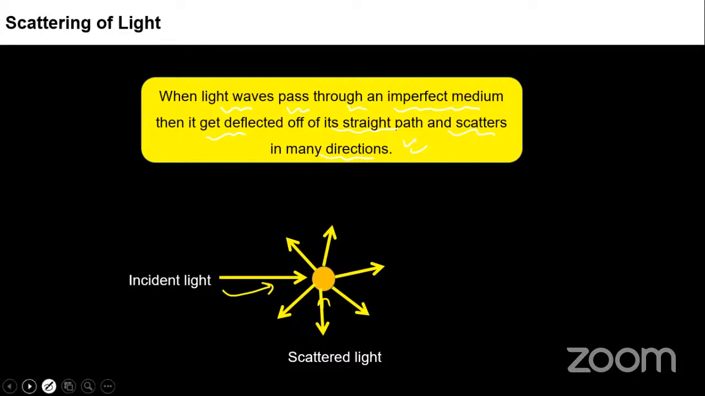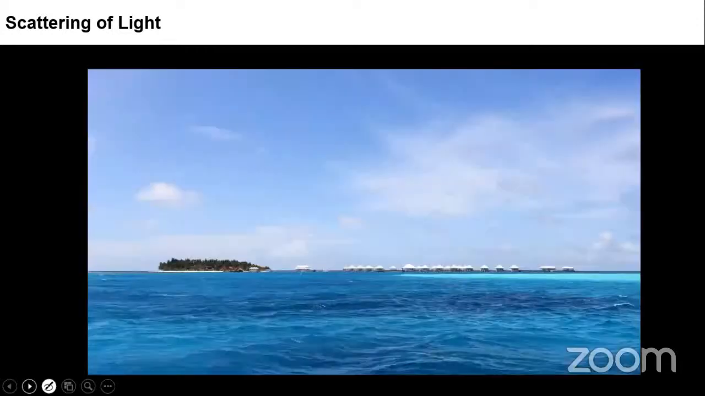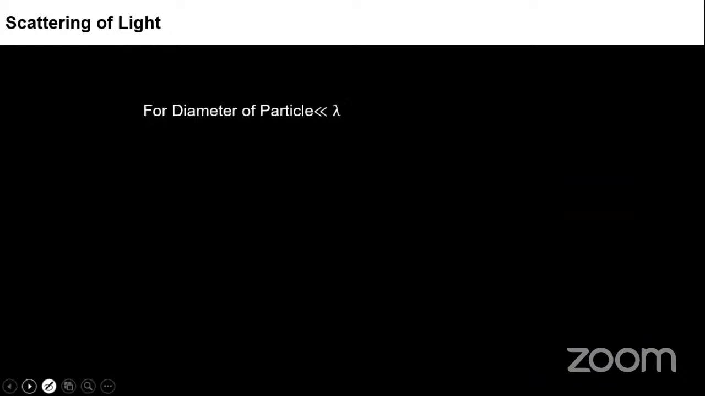Okay. Next thing is this. So if someone is asking you, how are you able to see this blue color and the sky is blue color? What is happening? And is there any connection? So you can now apply the law of scattering here. Okay. Let me explain that to you.